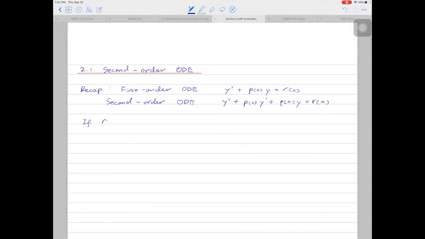If r(x) is equal to 0, we call it homogeneous. If r(x) is not equal to 0, we call it non-homogeneous. This is exactly the same as what we have learned back in the first-order ODEs.